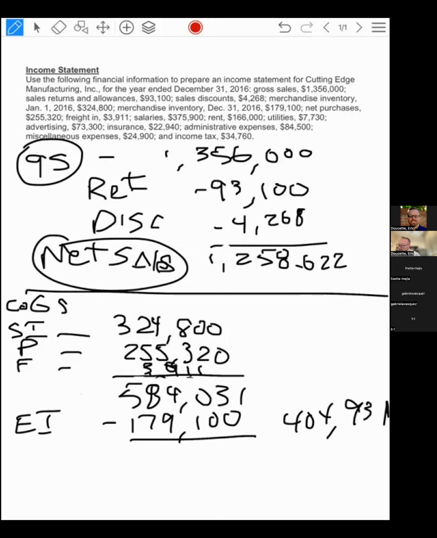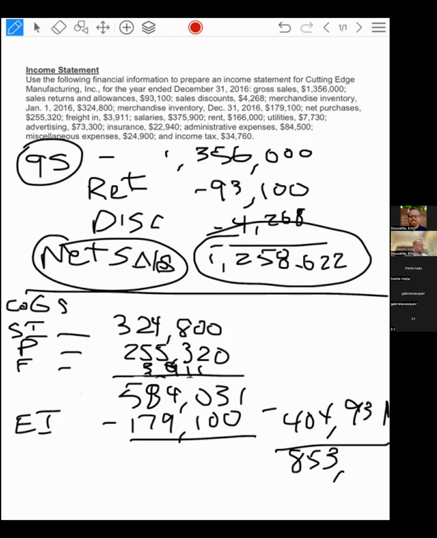Now, again, my net sales is here. So I have to deduct my total cost of goods sold from that, 404,931 from 1,258,632. That gives me a total now of 853,701. So that is what we call now our gross margin.